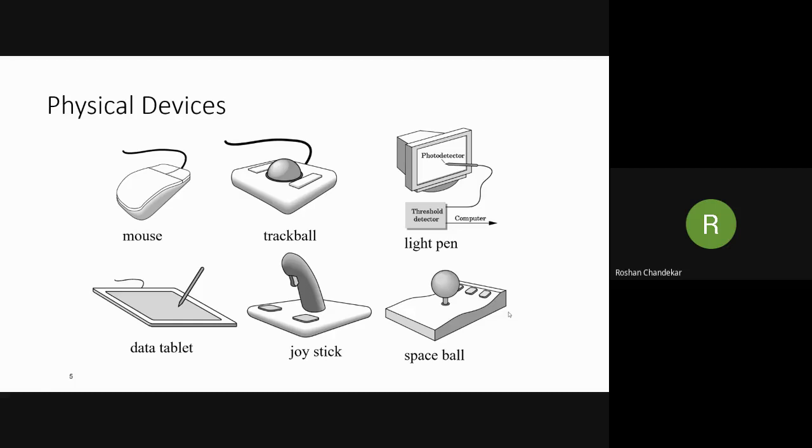Then the third one we are talking about is the light pen. In the light pen, we have seen that there is a threshold detector.